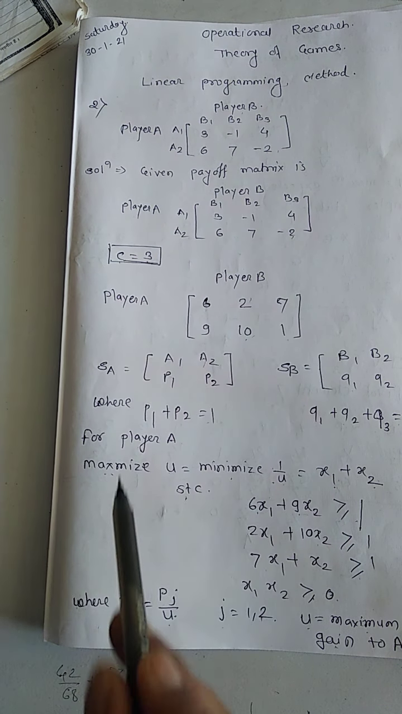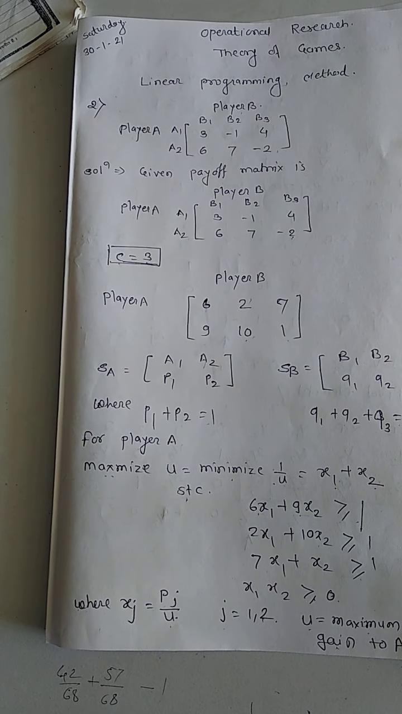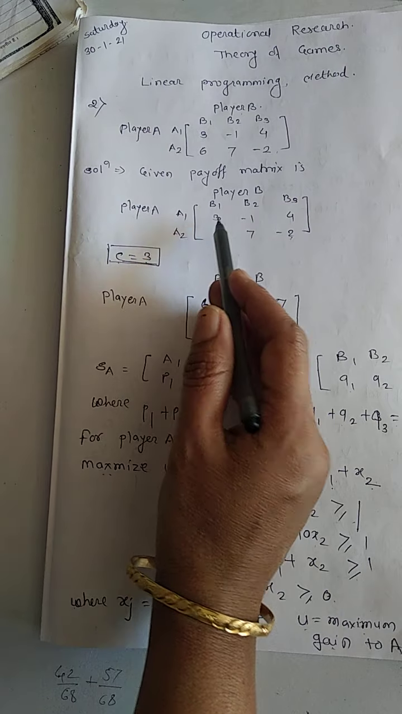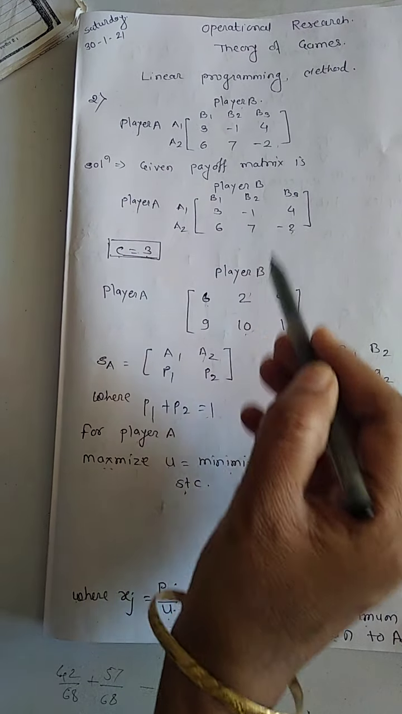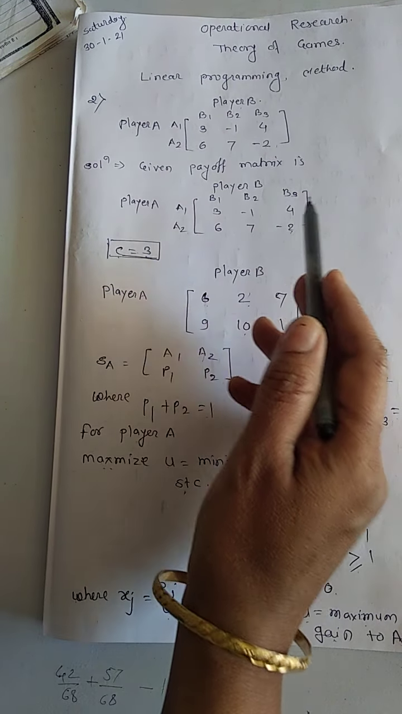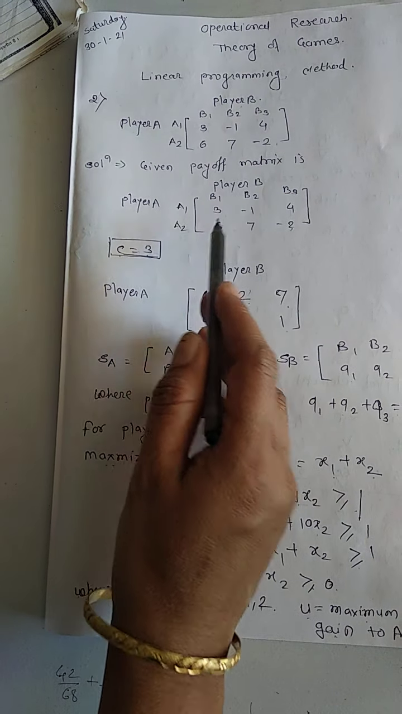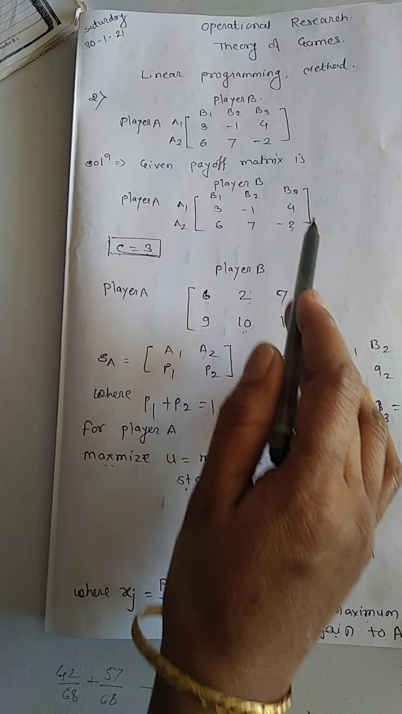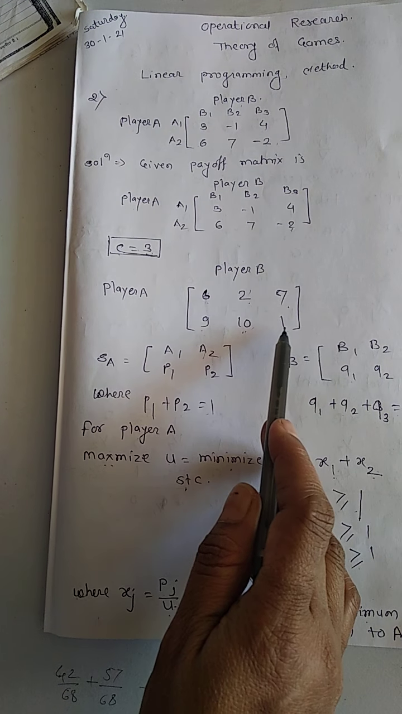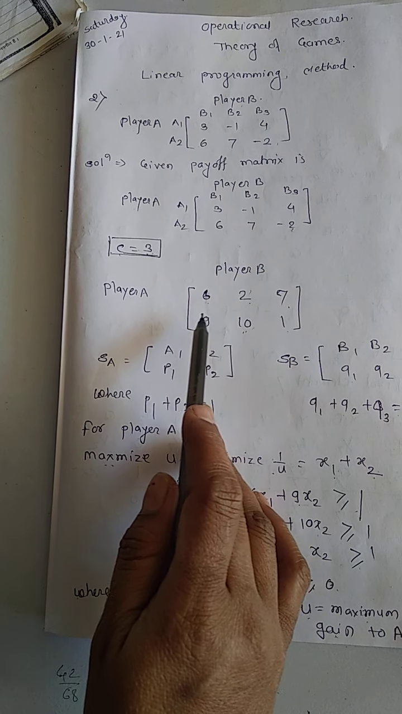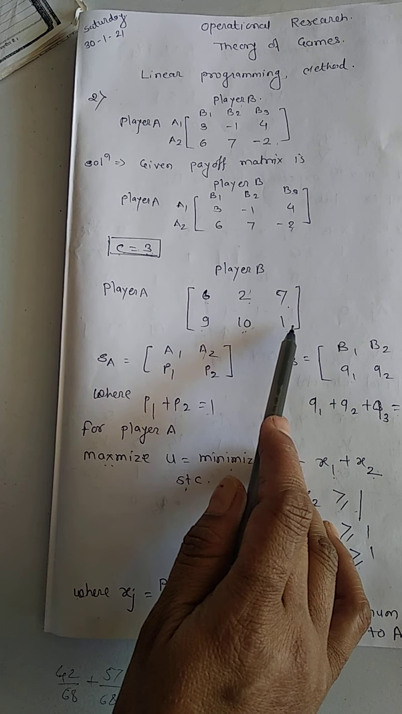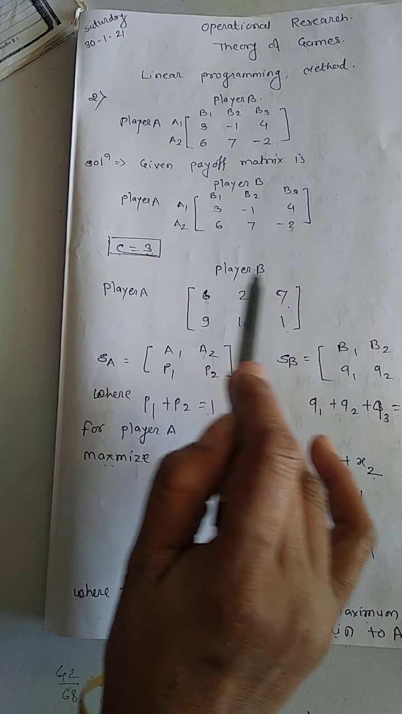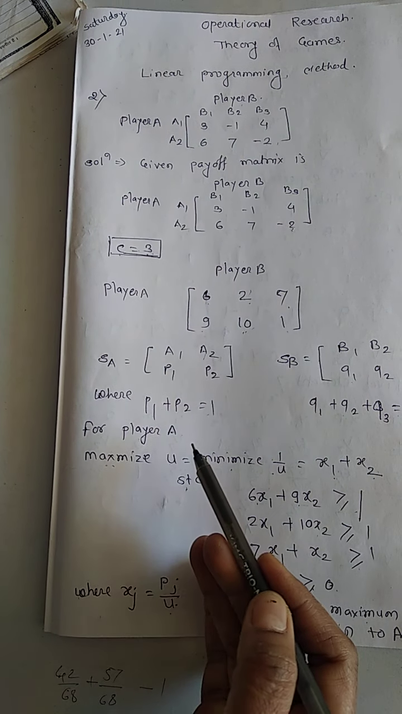Then the given payoff matrix becomes: these 3 are added to each element of this matrix. Then 3 plus 3 is 6, 3 minus 1 is 2, 3 plus 4 is 7, 3 plus 6 is 9, 3 plus 7 is 10, and 3 plus -2 is 1. This is the matrix, and the value of the game does not change because C equal to 3 is added to each element of this matrix.